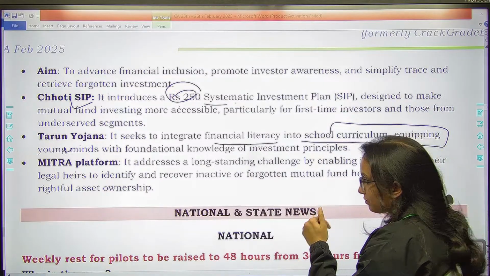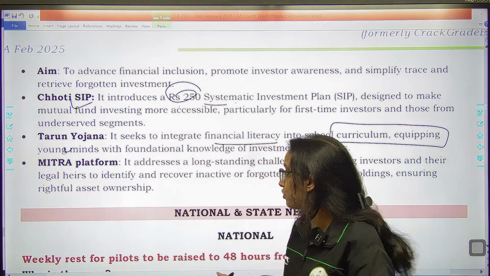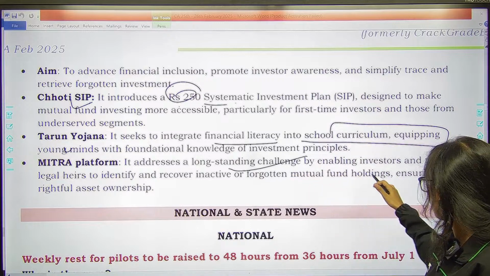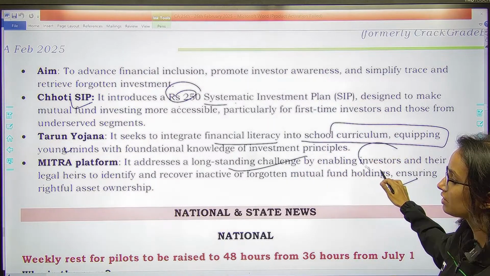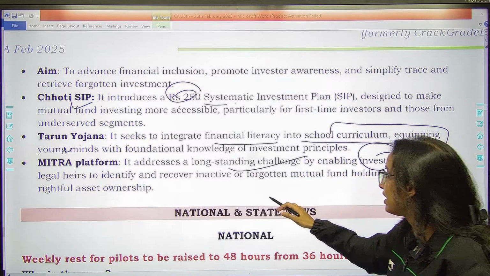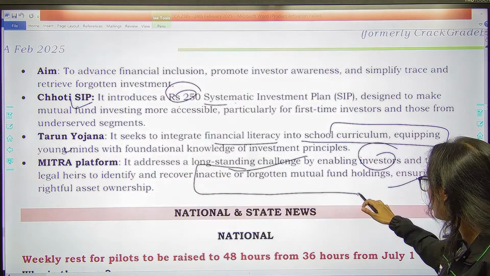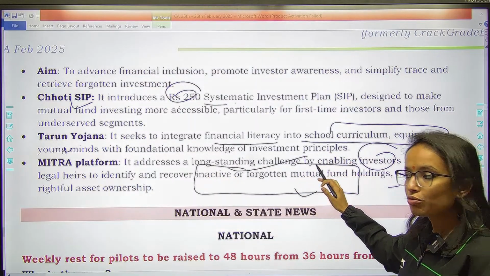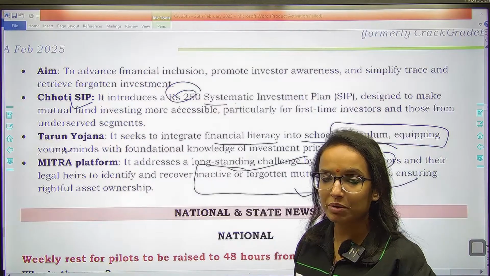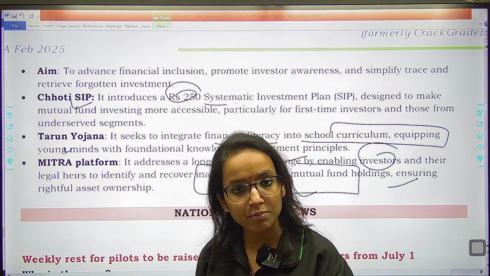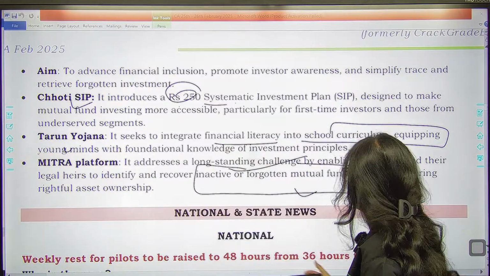Mitra platform. Mitra platform is to address challenges, by enabling investors and their legal heirs to identify and recover inactive or forgotten mutual fund holdings, those who have remained inactive for quite a period of time, and then deal with them. So these are the 3 initiatives.